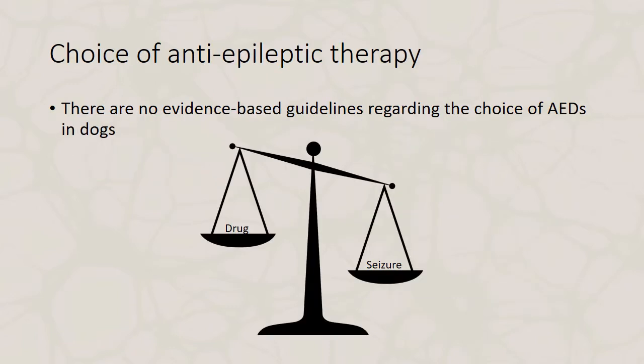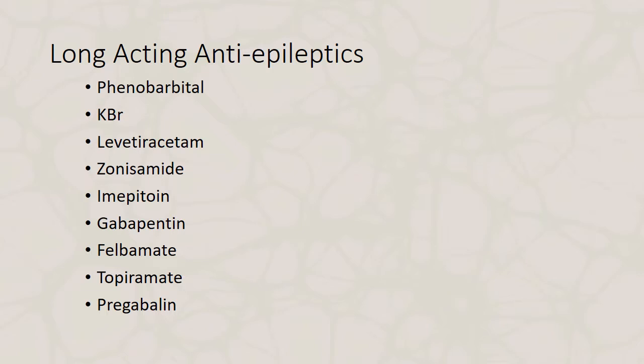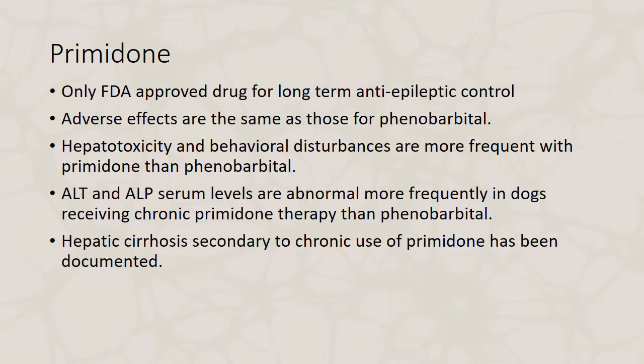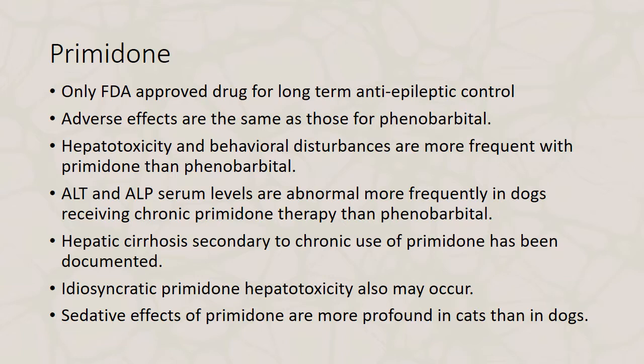As far as the choice of antiepileptic therapy, there's no official guidelines for that. So I'll just state the evidence and as far as why we make the recommendations that we do. So this is a list of the long-acting antiepileptics, the ones that we'll focus on that are used more commonly in veterinary medicine, and then the fast-acting antiepileptics. This is some information on primidone. Again, primidone is not used very much anymore in veterinary medicine because of the side effects associated with it.